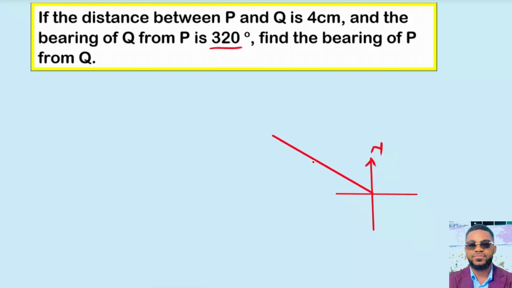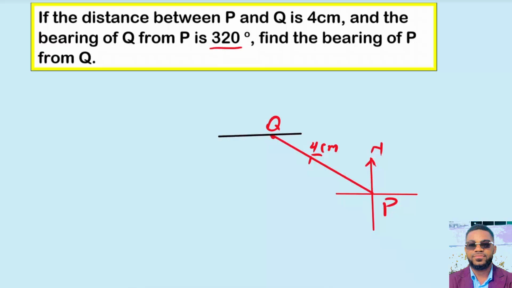So where are we going to put our P or our Q? This is the bearing of Q from P, which is 320 degrees. Here's going to be P, and we are going to get our Q here. That was a new point. And we should know that from P to Q is 4 centimeters as stated in the question. So you're going to get 4 centimeters here.